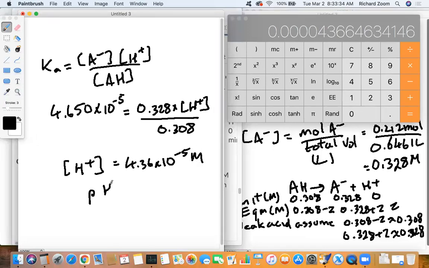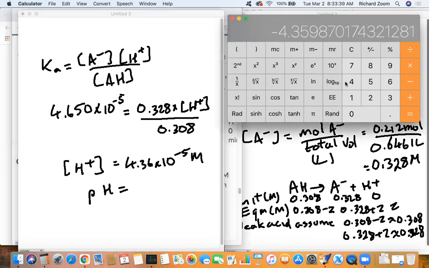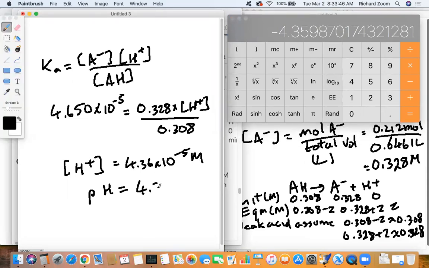and the pH then is going to be the negative log of that, so take the log, and it comes out to be 4.359 or 4.360. And that would be the final answer there. Does anybody have any questions? So that would be the final pH.